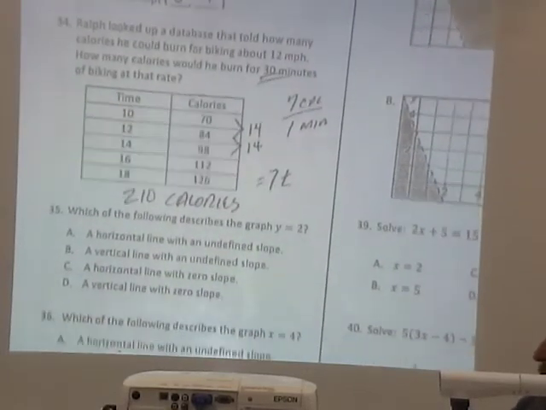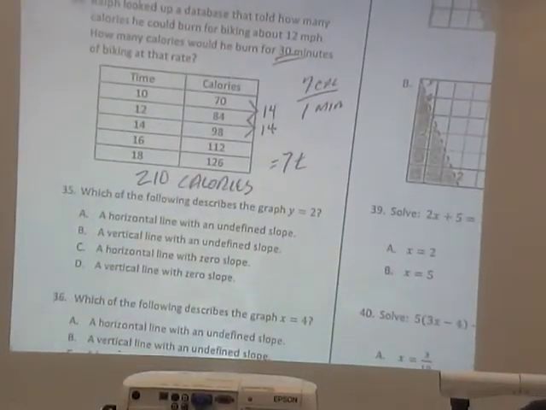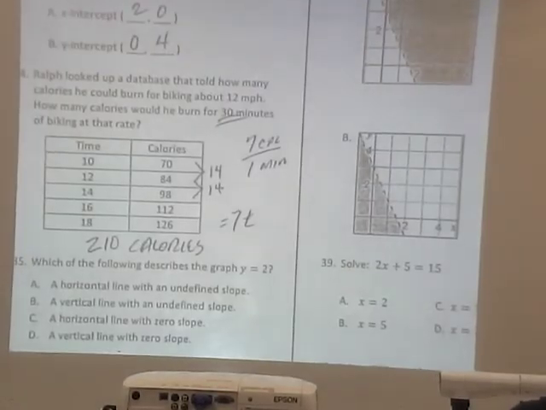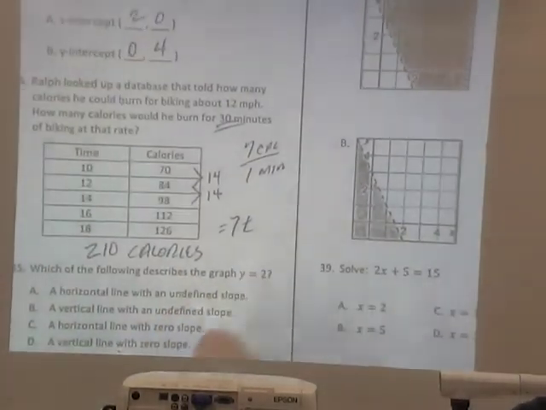All right, which of the following describes the graph of y equals 2? So y equals 2. Is this a vertical or horizontal line? Listen to this. If it only has one variable, if it just has x equals a number, or just y equals a number, then it's going to go through that axis. It's going to go through the y-axis.